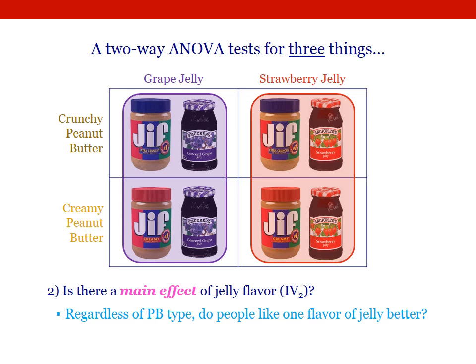Anybody who had grape jelly on their sandwich, regardless of what kind of peanut butter they had, they're all going to get lumped together into one big group. Anybody who had strawberry jam on their sandwich is also going to get collapsed into one big group. So just like we did on the last slide, we will calculate an overall mean for the combined grape jelly group and an overall mean for the combined strawberry jelly group, compare those marginal means against each other, and see if people overall liked one kind of jelly better than the other, or if they liked them the same.